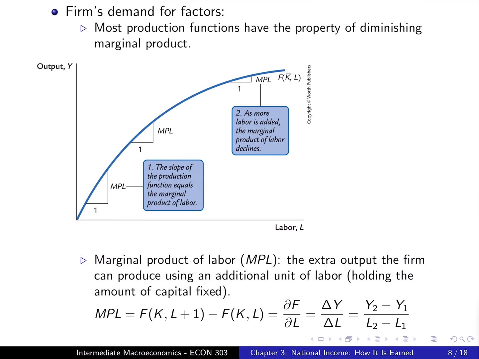Alternatively, using change in output and change in labor, we can approximate MPL equals delta Y over delta L. That equals Y2 minus Y1 divided by L2 minus L1. Understanding MPL helps us determine how much labor a profit-maximizing firm will choose to hire.